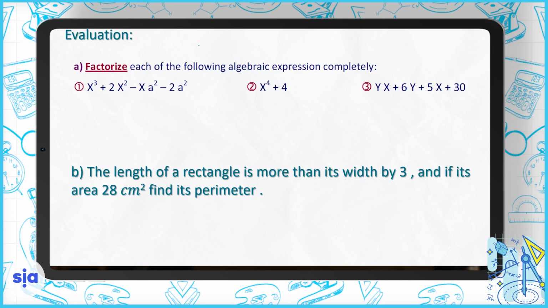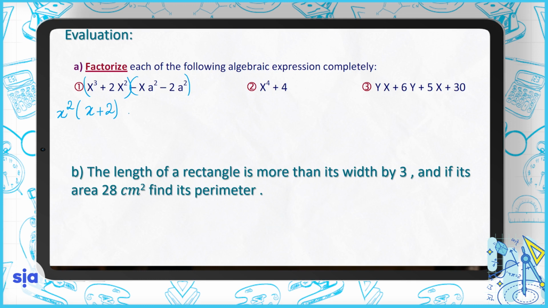Let's now go to the evaluation part. The question says, factorize each of the following algebraic expressions completely. We're going to think of grouping by taking the GCF in the first one. So the HCF here is x squared. What's left is x plus 2.